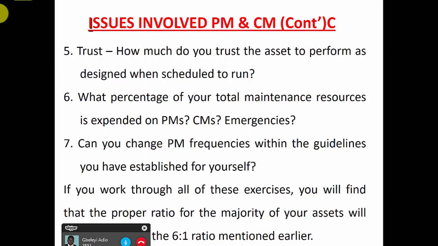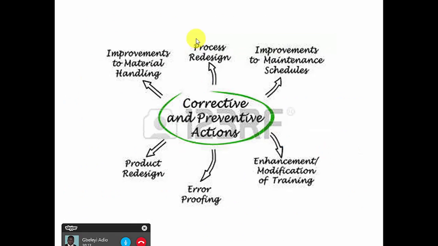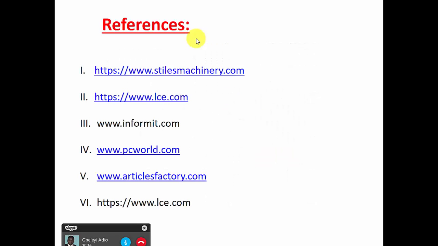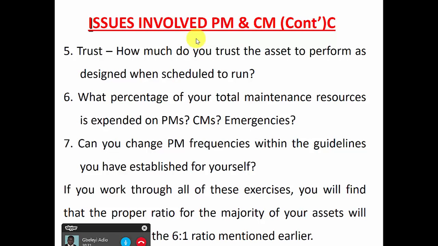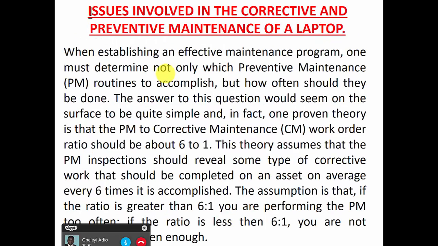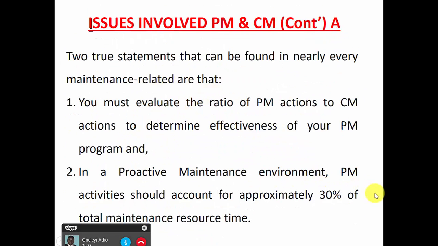Two true statements that can be found in nearly every maintenance related publication on the market are that you must evaluate the ratio of preventive maintenance action to corrective maintenance to determine the effectiveness of your program. And second, so I move over to the next slide, which is just giving us the various actions involving corrective and preventive maintenance. And the last option is that in a proactive maintenance environment, the preventive maintenance activity should account for approximately 30% of total maintenance resources. So the last slide is my references. Thank you very much for listening.